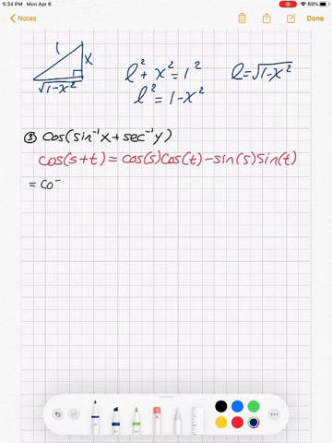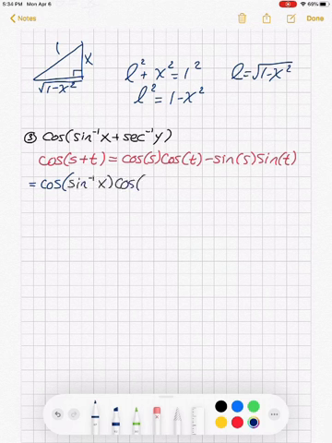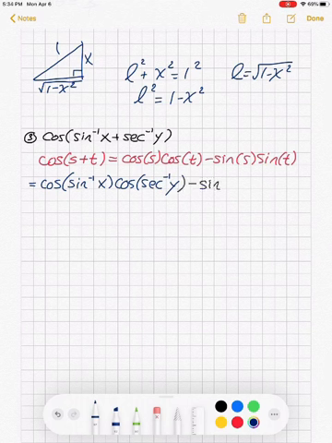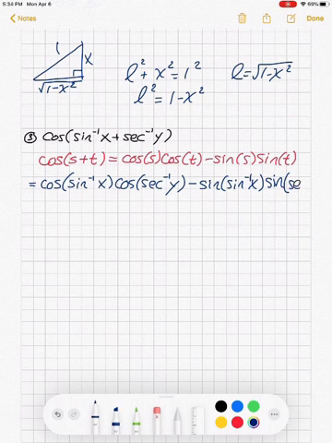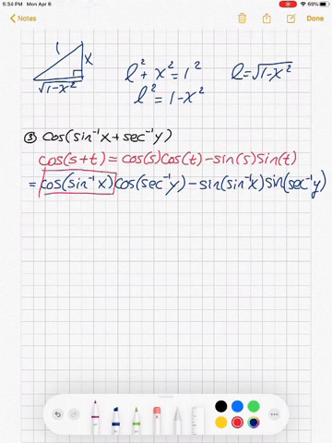Okay, so how does this work? Then it's cosine of the first, cosine of the second, minus sine of the first, sine of the second. Let me make sure I copied that all down right. Looks like it. Okay, now each of these I can evaluate like above.